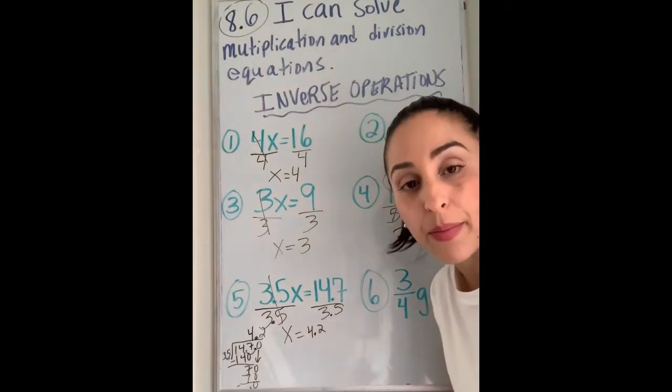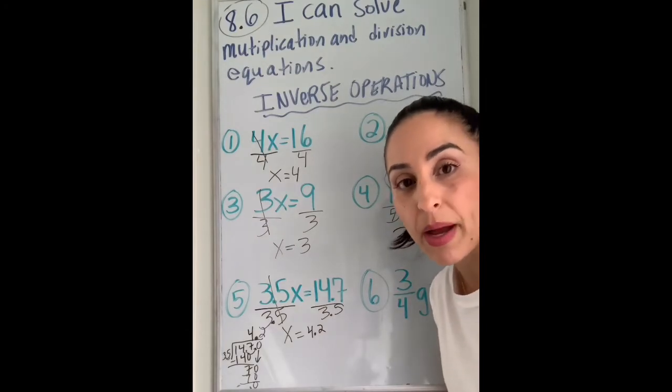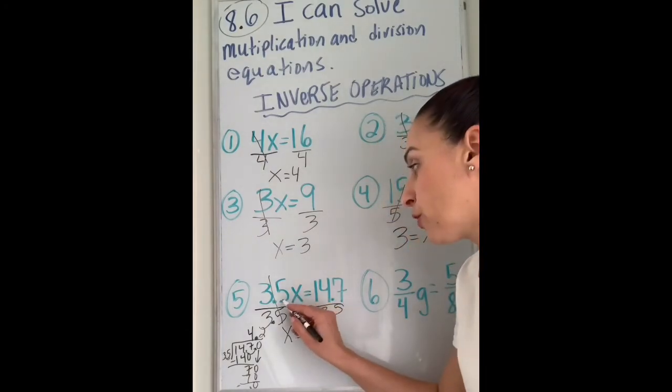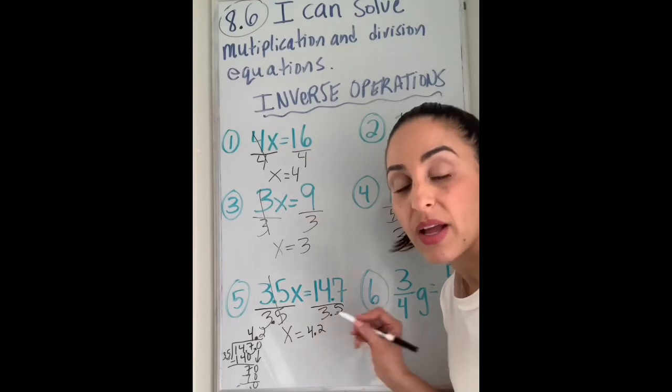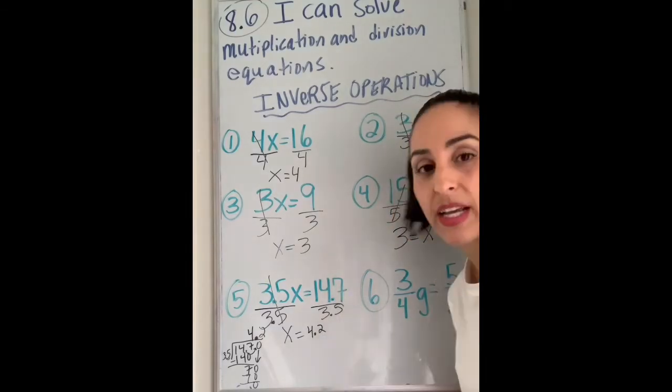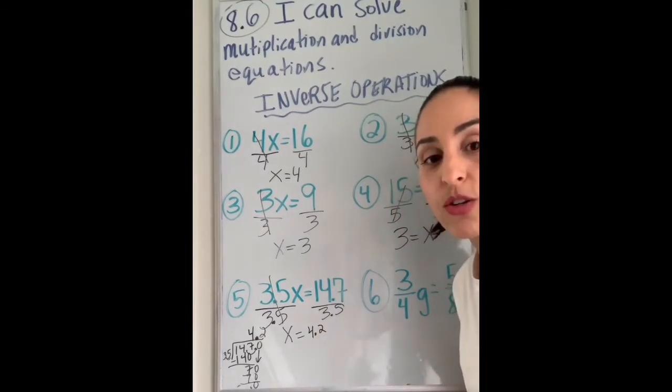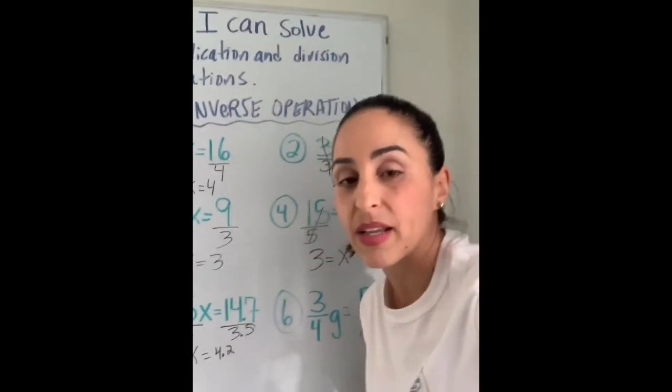How would I double check my work? The way I double check my work is I have to do 3.5 times 4.2. If you do that, you should get 14.7. Okay? Let's go to another problem. The next problem is number 6.